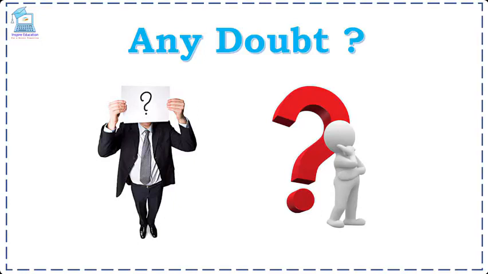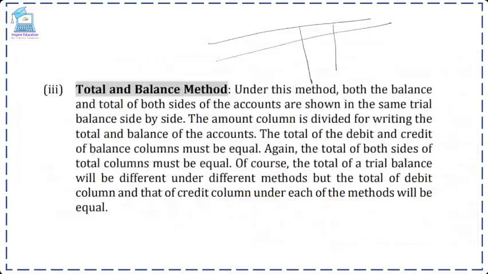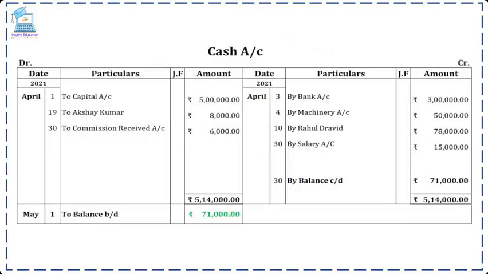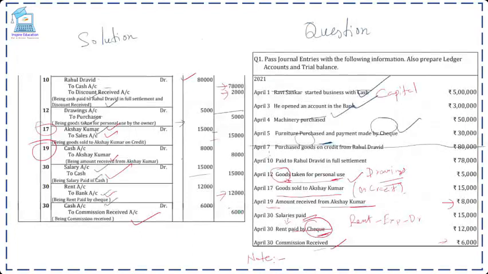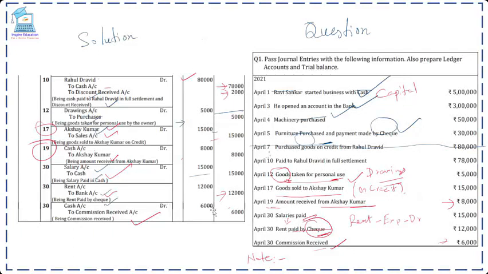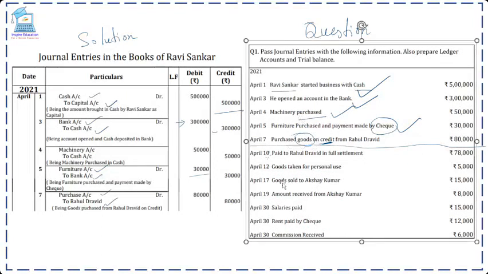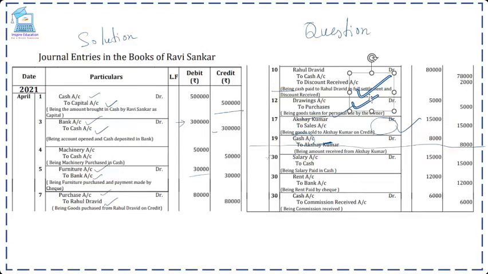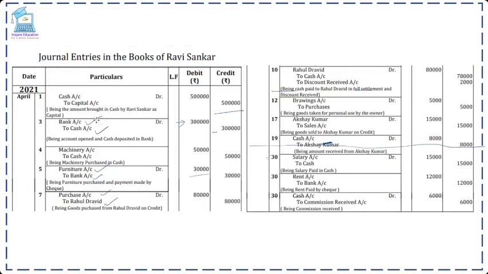Now we will post in the ledger. So if you have the journal readily available, then you can see what entries we have made, the cash entries we have made. First we will prepare the ledger for cash account.